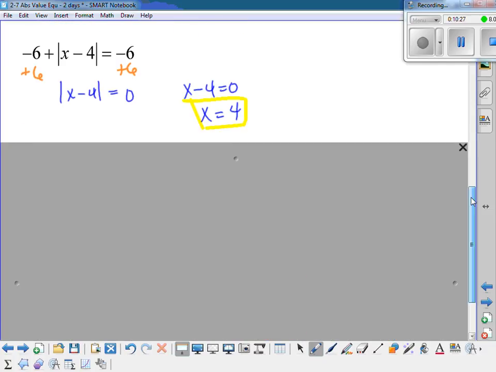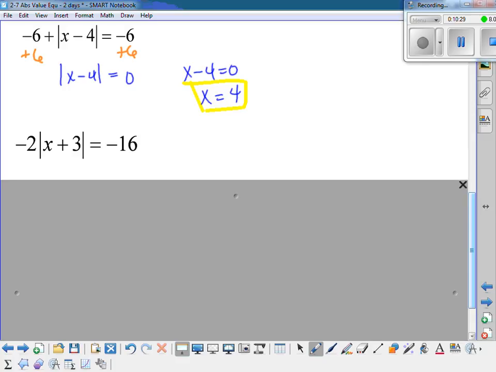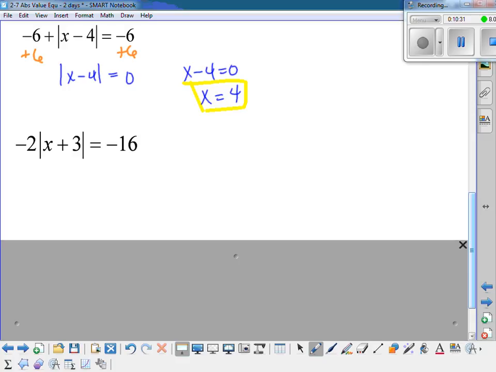All right, next problem for your whiteboards. Negative 2 times the absolute value of x plus 3 is equal to negative 16. Pause the video now.